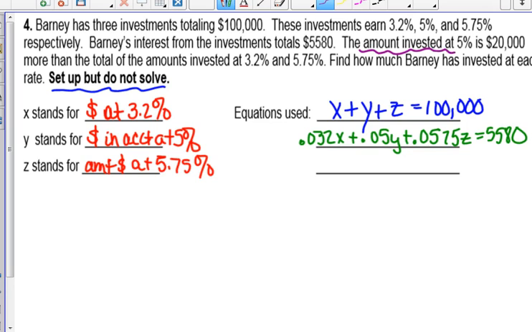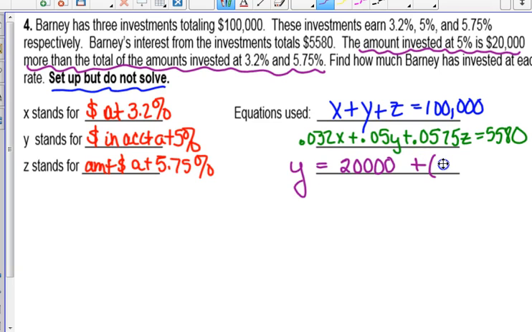It says the amount invested at 5% is $20,000 more than the total invested the other 2 amounts. Does the amount invested mean 0.05 or 0.05y, or does it just mean y? Just means y. If it said the amount earned on the investment, then we do the 0.05, but it just says the amount invested. So y, then what? Kate, you want to finish? It's just the amount invested.